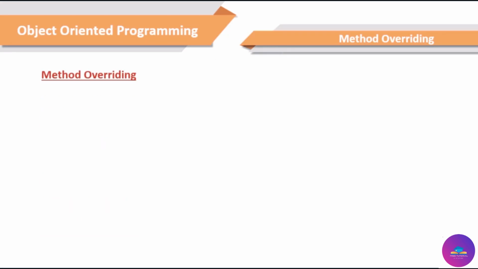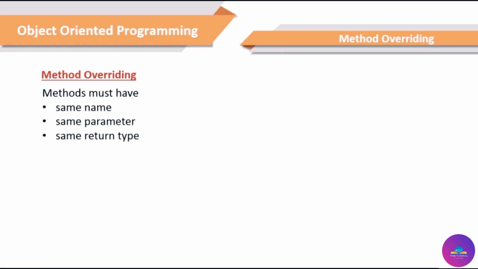Method overriding. If you define a method in a subclass that is already defined in the superclass with the same name, same parameter, and the same return type, that is known as method overriding. In this case, the method in the superclass is called an overridden method, and the method in the subclass is called the overriding method.